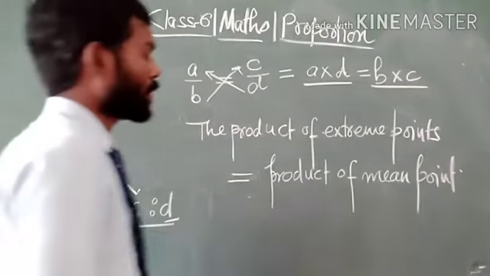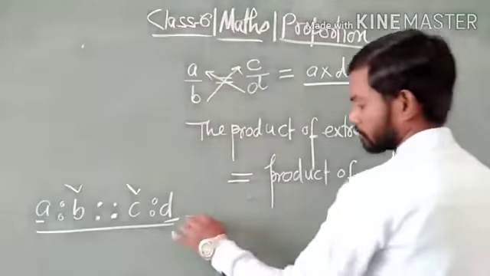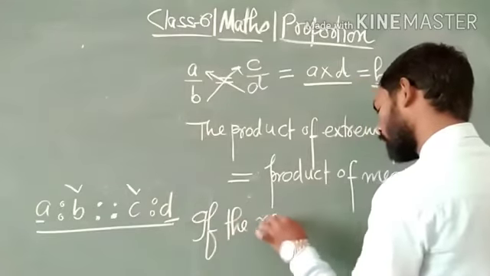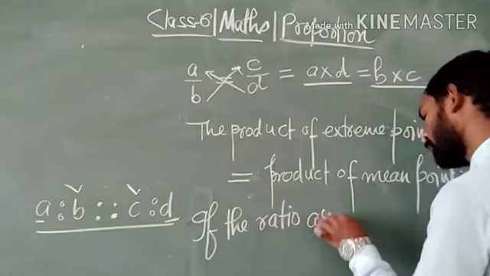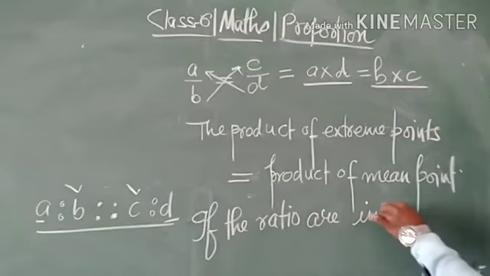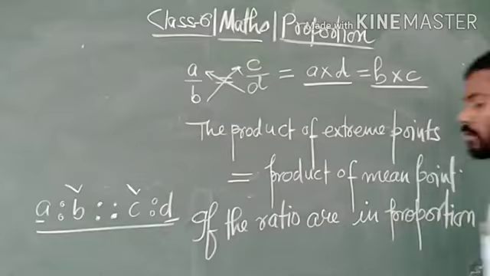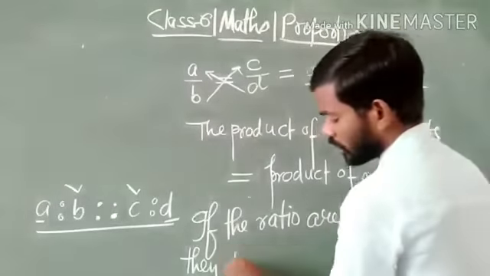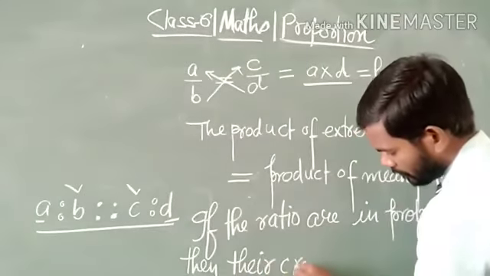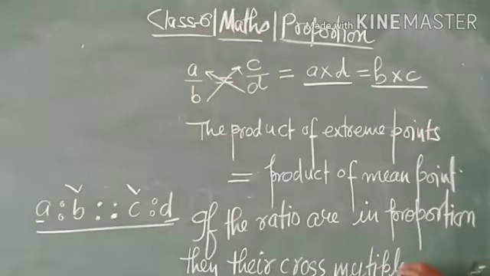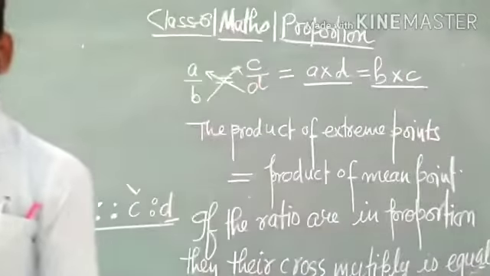Okay, so in this way we can say that if the ratios are in proportion, then their cross multiply is equal.